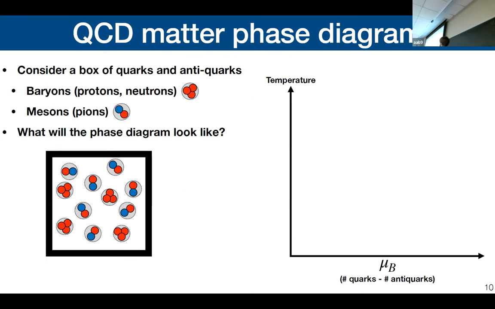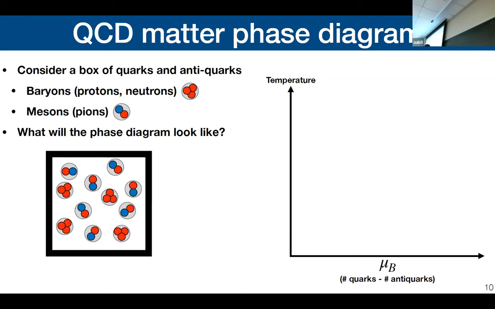All right, so now I have this QCD matter made out of quarks that are interacting and color confined. I want to ask, what happens if I put them in my box? So consider a box full of quarks and anti-quarks. They can come in the form of baryons, which are protons and neutrons, things with three quarks, or mesons, which have a quark and an anti-quark. So I put those in the box and I ask, what's the phase diagram of this box?